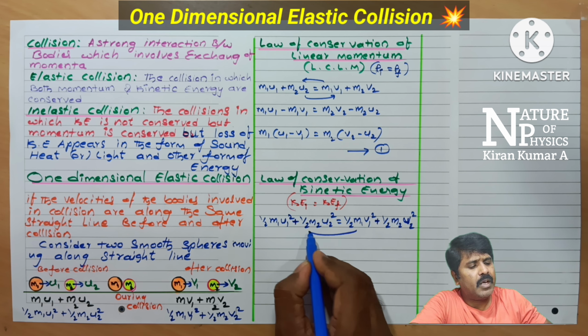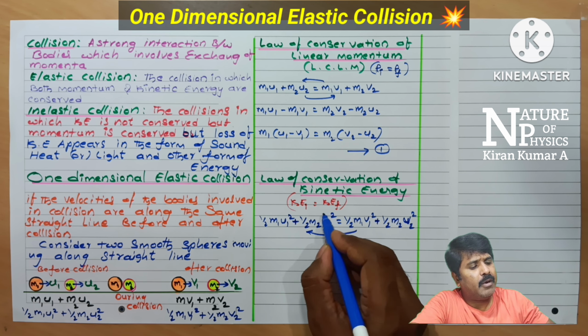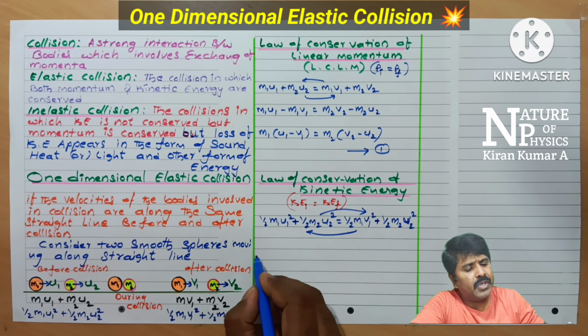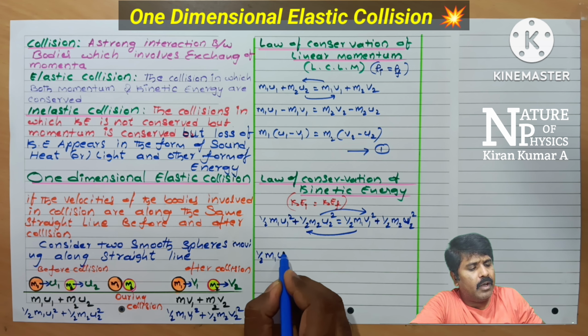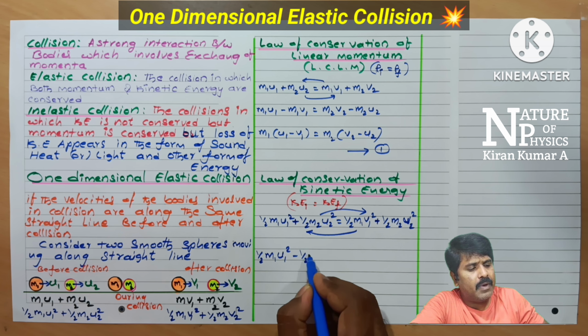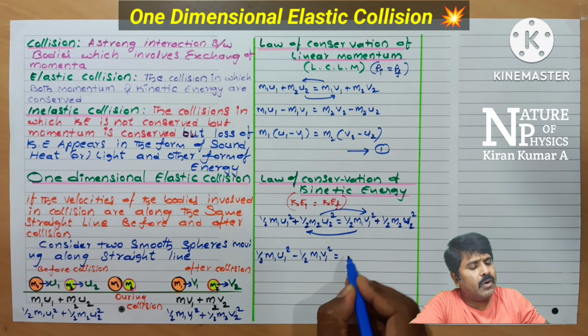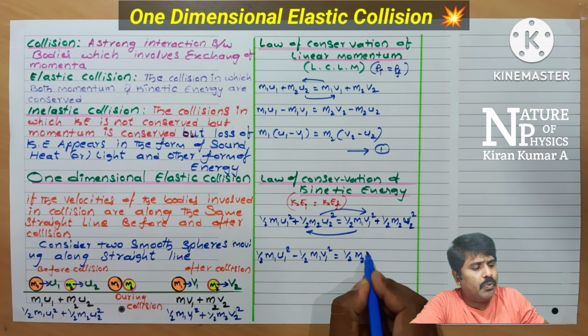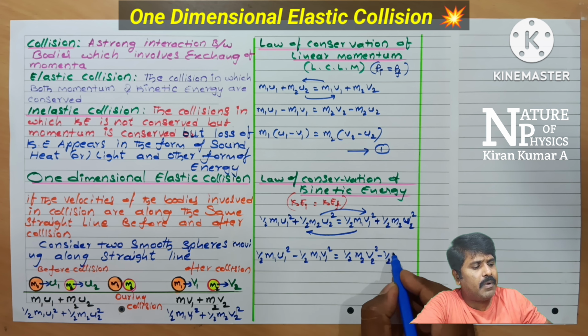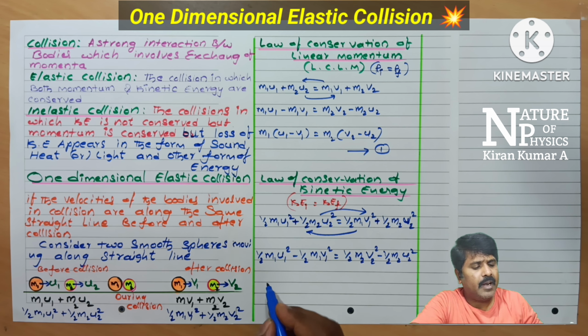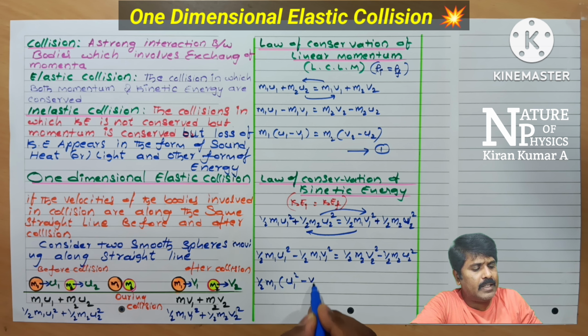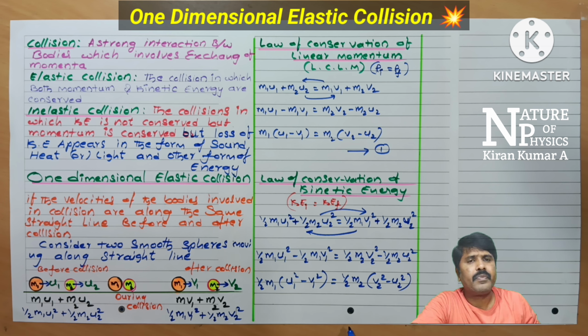Continuing, with the m1 terms on the LHS and the m2 terms on the RHS, the equation is half m1 u1 square minus half m1 v1 square is equal to half m2 v2 square minus half m2 u2 square. Taking half m1 common on the LHS, u1 square minus v1 square, and half m2 common on the RHS, v2 square minus u2 square.